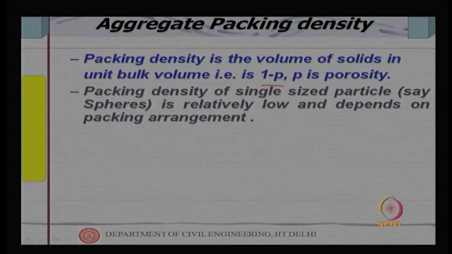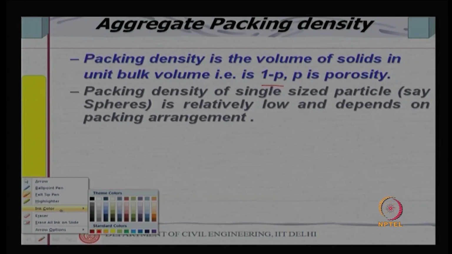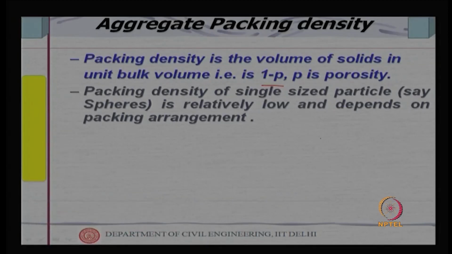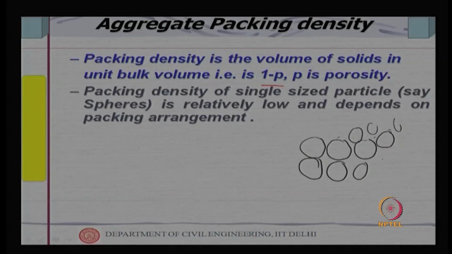Packing density of single sized particles is relatively low and depends on packing arrangement. Packing density of single sized particles is relatively low, right, and we can understand that very simply. Supposing I have all single sized particles and they are packed like this. This is called simple cubic packing, and you can consider the other direction also, the same packing, in 3-dimensions, the same sort of packing, just one below the other. This is called simple cubic packing.